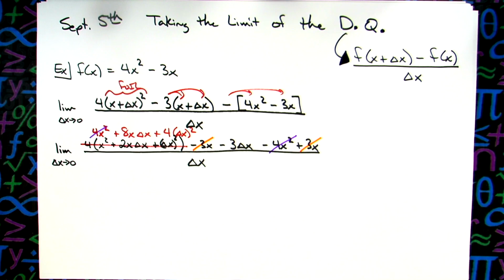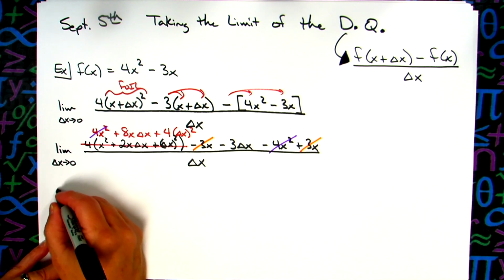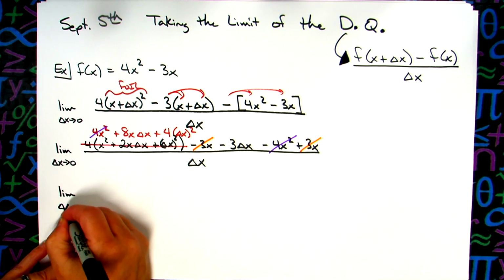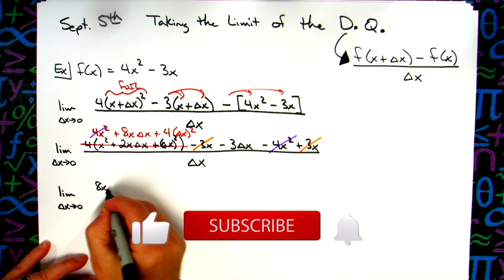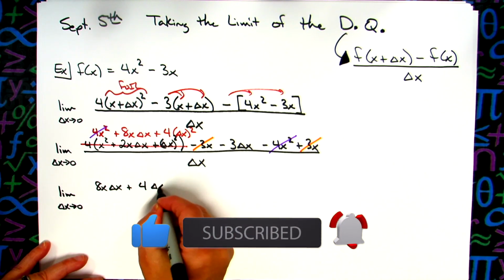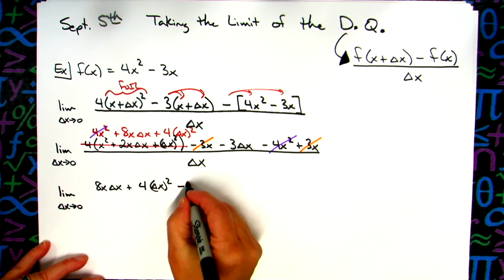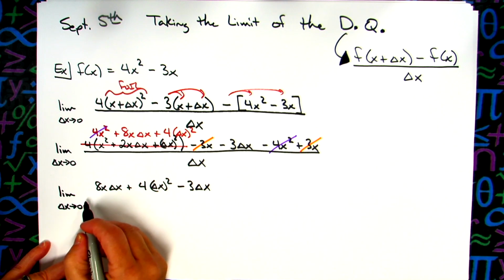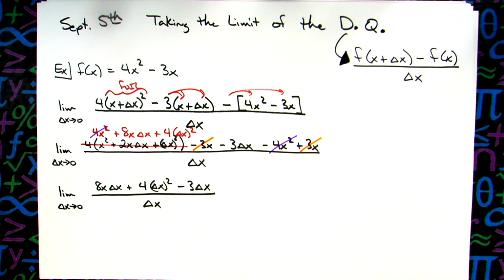So now that I've crossed a bunch out, I'm going to write another line. I'm going to keep the limit notation in front because I haven't taken the limit yet. So the limit as delta x approaches 0. All right, and I'm just going to clean this up. I've got an 8x delta x plus a 4 delta x squared. That's those terms right there. I've got a minus 3 delta x, and then a delta x in the bottom. Okay, everybody agree with me so far?